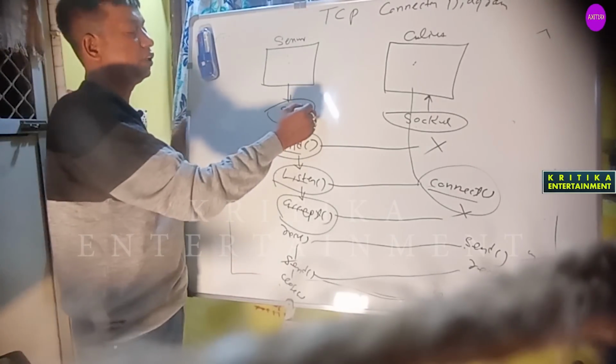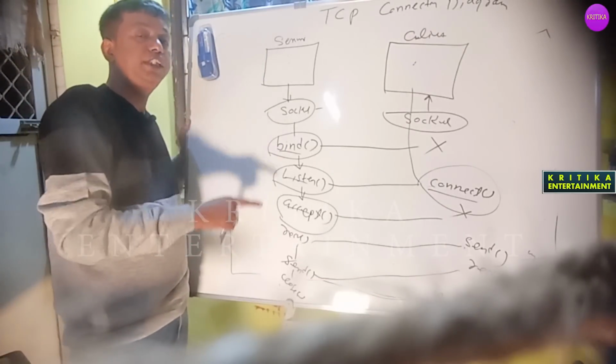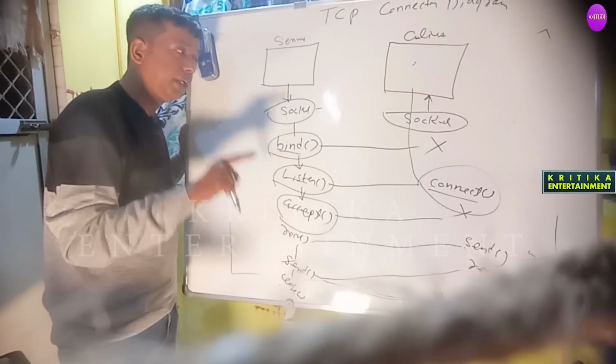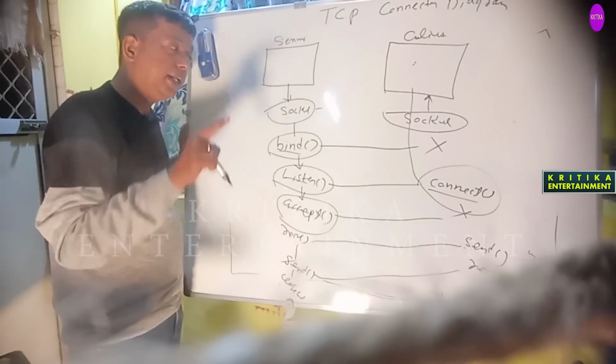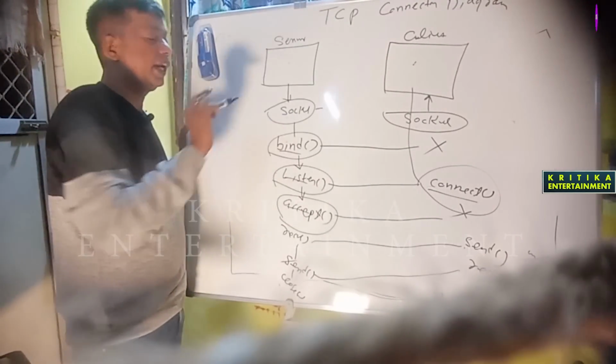First is socket. I have already discussed that it is an endpoint of communication between two devices across the network. Second, it is a temporary file. Third, it is a connection bridge between your application layer and the transport layer.